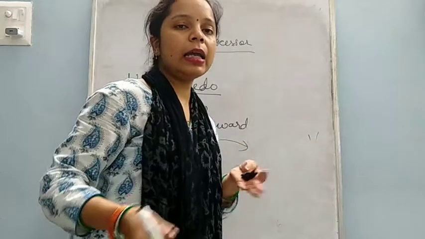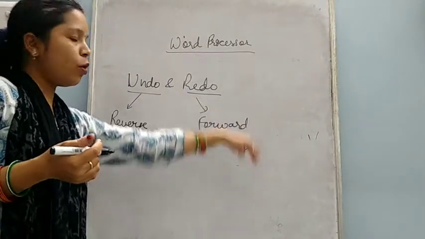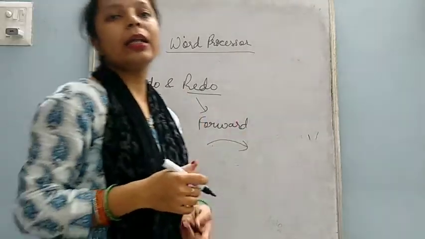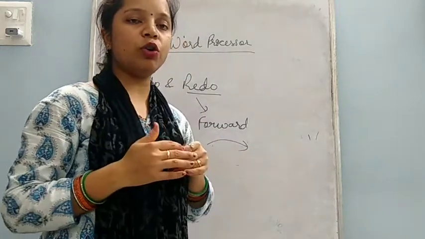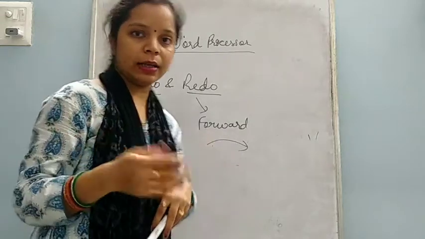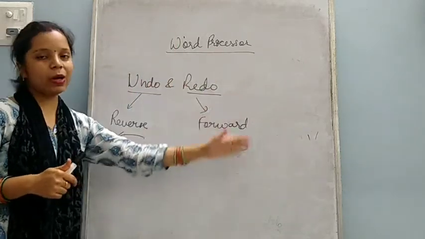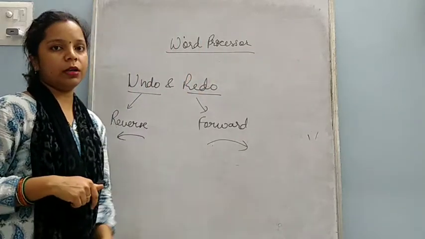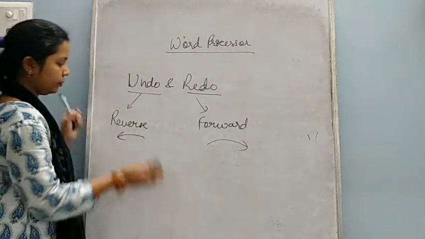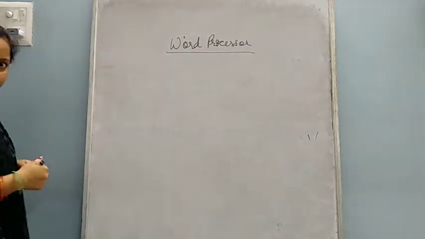Suppose you have done something on the computer and you want to go back, you will click on the undo button. And if you want to go forward, you will click on the redo button. So that is the work of the undo and redo commands. Like sometimes when you watch a video on a mobile phone, there is also a backward and a forward button. When you click on backward, it takes you one step back. When you click on forward, it takes you one step forward. So these are the two commands, undo and redo, in MS Word. Now I am going to give you an example.